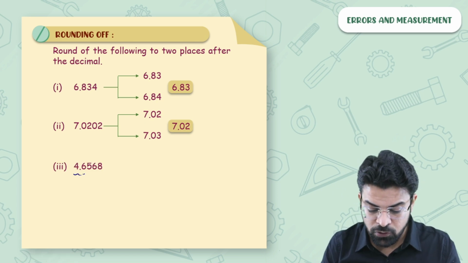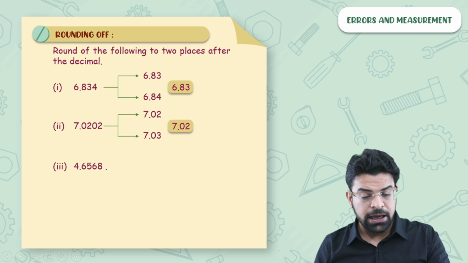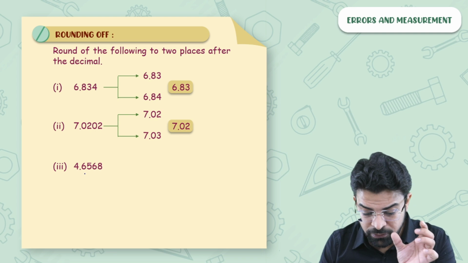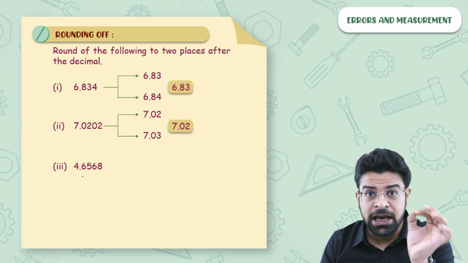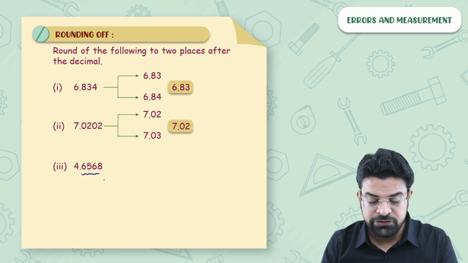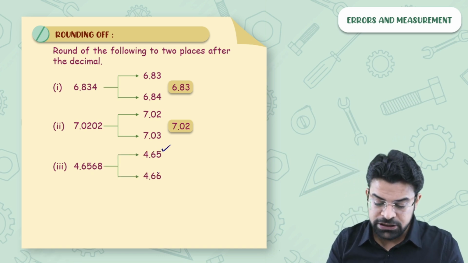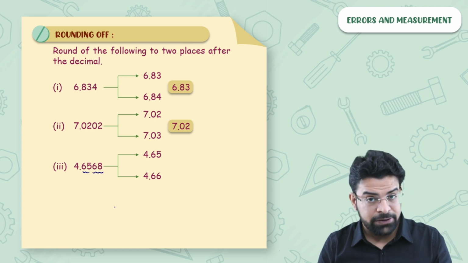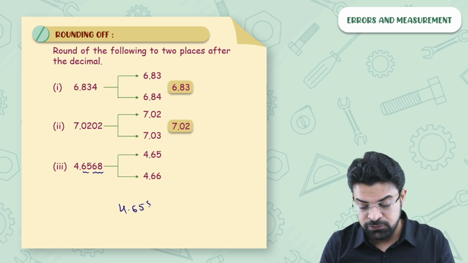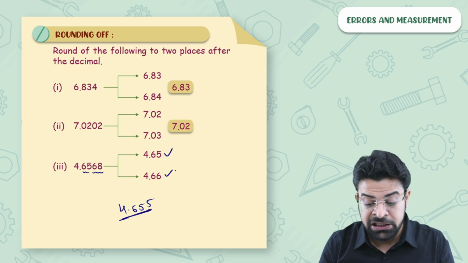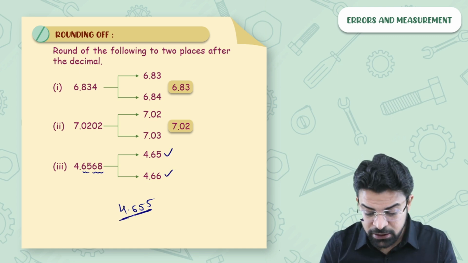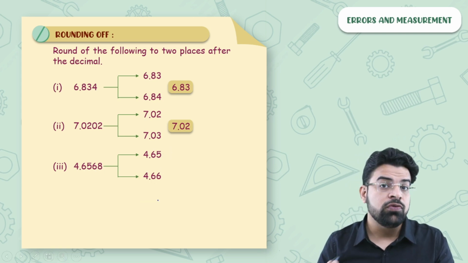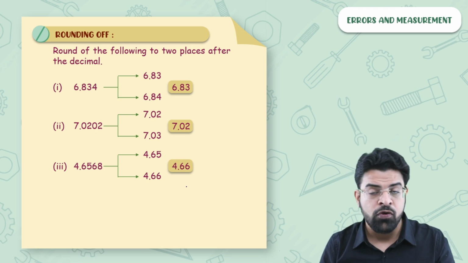If you have got 4.6568 and again you wish to round it off to two places after the decimal, think of the numbers which are up to two decimal places and between which 4.6568 lies. So the two numbers are 4.65 and 4.66. As 4.6568 is more than 4.655, which will be exactly midway between these two, this is closer to 4.66. As it is closer to 4.66, it will be rounded off to 4.66.